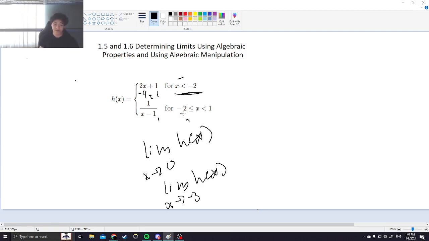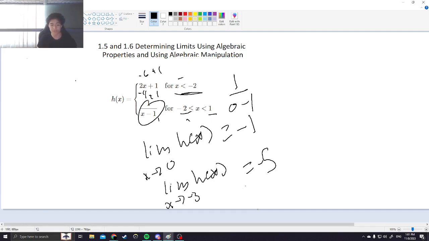Because 0 is in between -2 and 1, you would use this equation here, and you would get 1 over 0 minus 1. So this limit is just -1. And for -3, you're going to use this top equation, because -3 is less than -2. So you're going to get -6 plus 1. You're going to end up with -5 as the limit for this one.